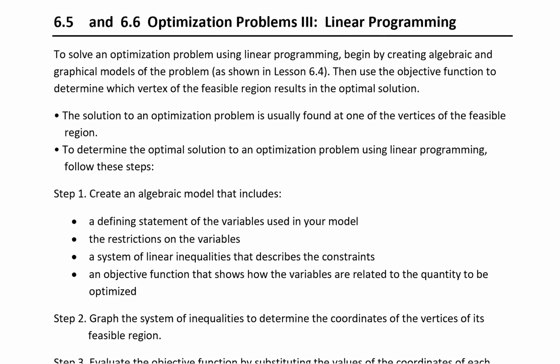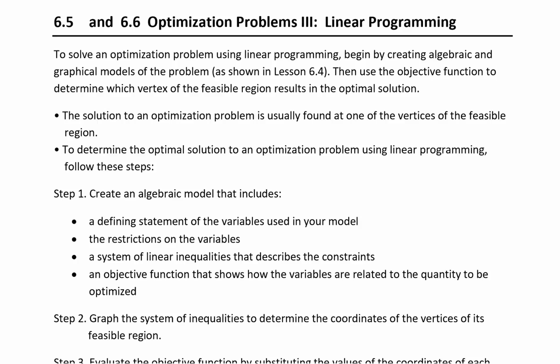In this lesson, we're going to look at linear programming. In our previous lessons, we learned how to create an algebraic model. That's our step one here. That includes a defining statement of variables used in your model, the restrictions on the variables, a system of linear inequalities that describe the constraints, and we also learned how to create the objective function that shows how the variables are related to the quantity to be optimized.